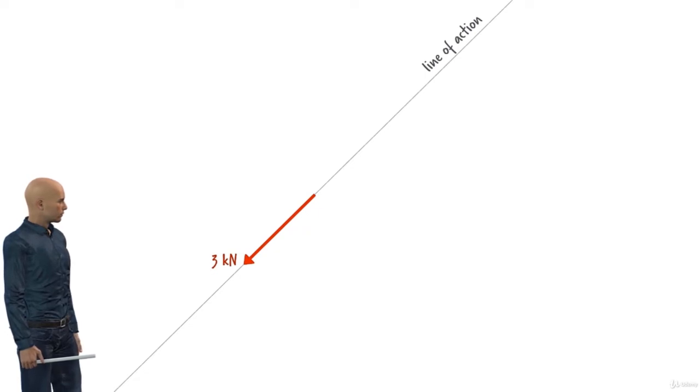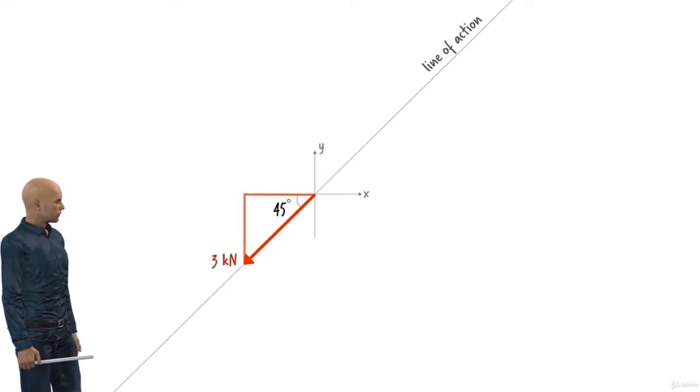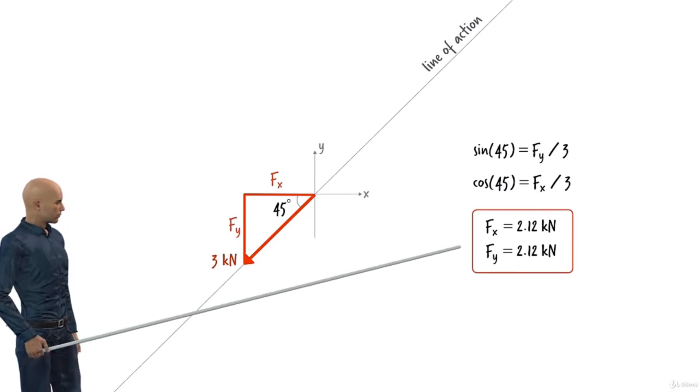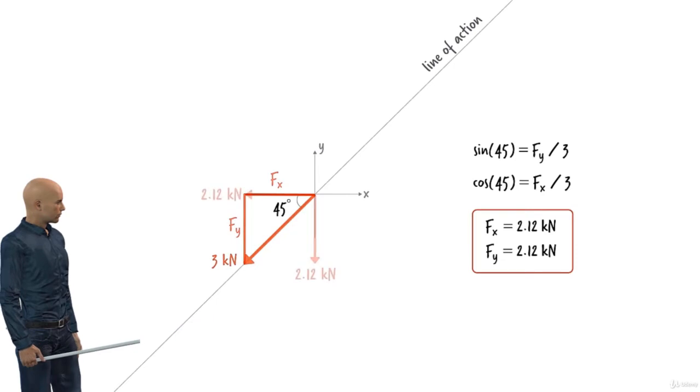To calculate the vector components, we place the origin of our coordinate system at the tail of the vector. Let's assume the vector makes a 45-degree angle with a horizontal axis. We construct our right triangle by making our vector its hypotenuse. We label the horizontal side of the triangle fx, and we call the vertical side fy. Now we use the definition of sine and cosine to determine these unknown lengths. These are the x and y components of the given force vector.